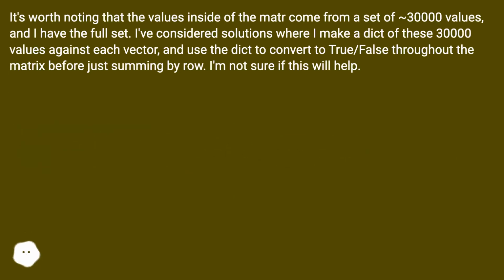It's worth noting that the values inside of the matrix come from a set of 30,000 values, and I have the full set. I've considered solutions where I make a dict of these 30,000 values against each vector, and use the dict to convert to true/false throughout the matrix before just summing by row. I'm not sure if this will help.